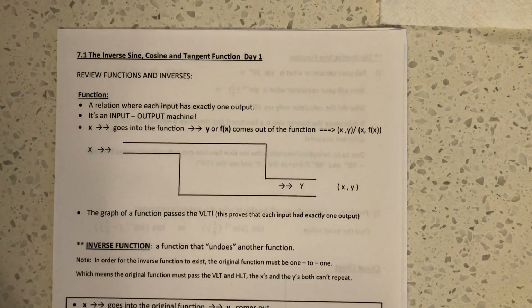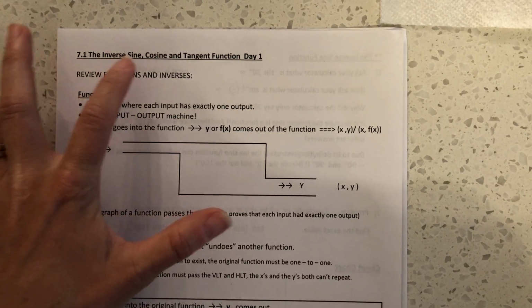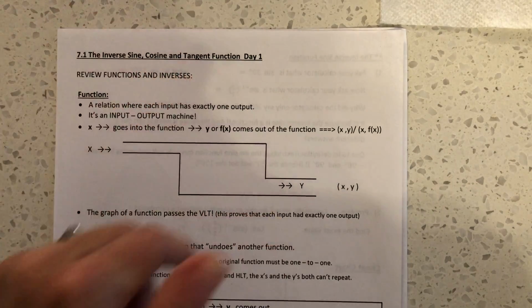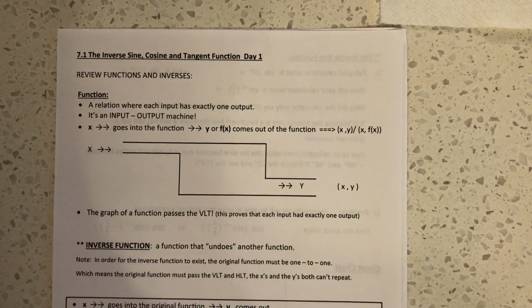So we are clearly starting chapter 7. It's probably going to be the last chapter that we get to start. It is all about the inverse sine, the inverse cosine, and the inverse tangent function. So it's all about your inverse trig functions and how they work and how we can use them, okay?